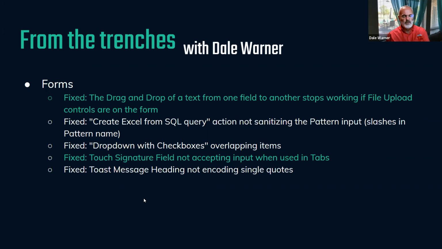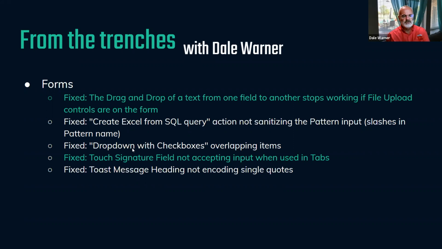Another one that came up was that the touch signature field wasn't working when it happened to be used in tabs. Sometimes these different products can conflict with each other, and so we have to work out those conflicts, and that one was done. Beyond that, you'll see a hotfix for creating an Excel from a SQL query wasn't sanitizing the pattern name, so slashes in the pattern name were breaking things.